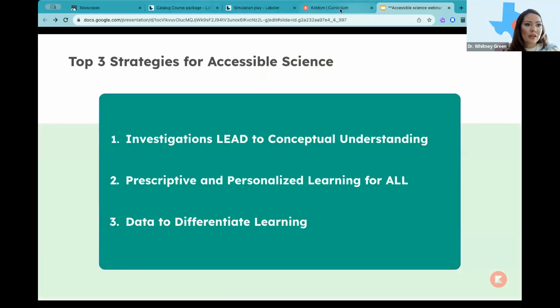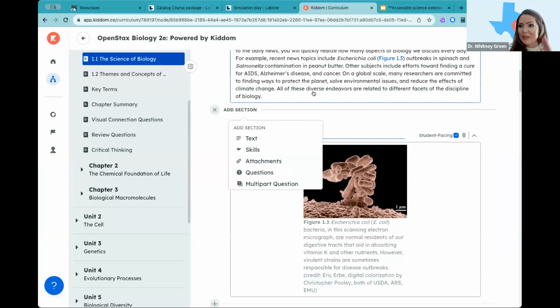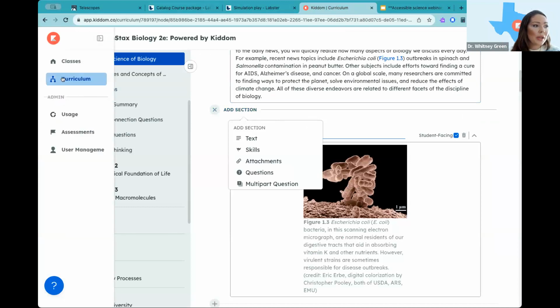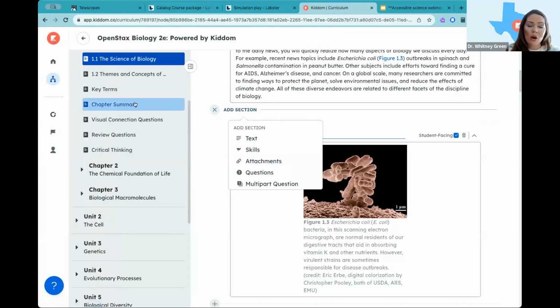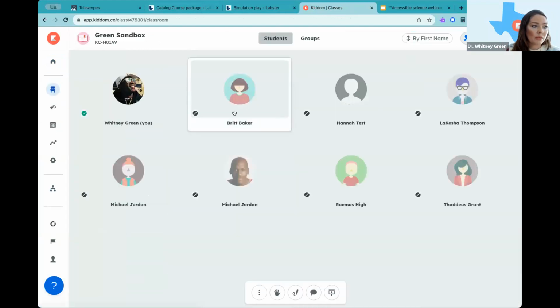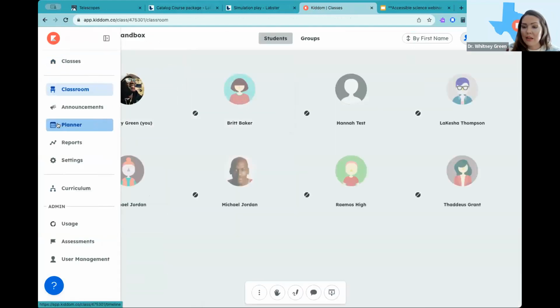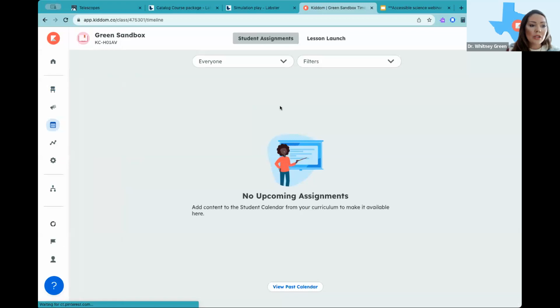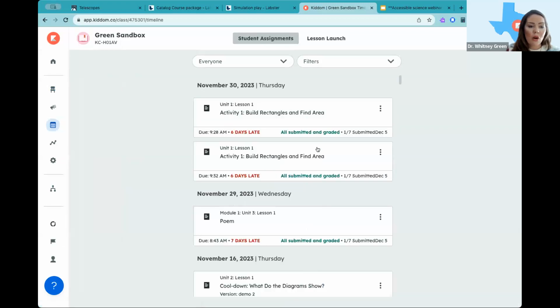So now that I've talked enough about that, because I always like to go into Kiddom because it's so much better to see it in Kiddom than me just blurting about what Kiddom is. So inside of Kiddom, where we showed you where all your curriculum is housed, inside of the classrooms is where you're going to be able to see your reports. So that data that I was just referring to. As you assign assignments to students, they'll all live here.